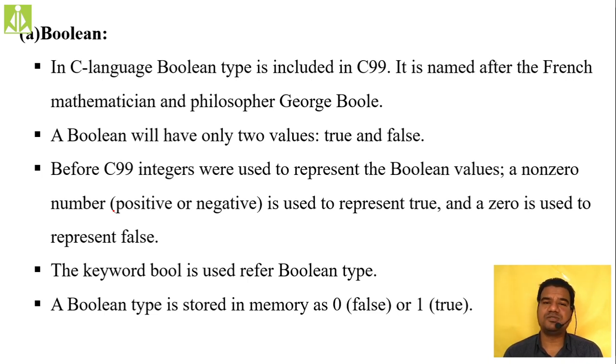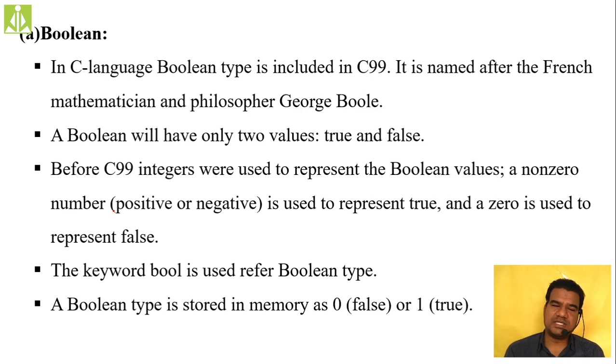It is named after a French mathematician and philosopher, Georges Boole. A Boolean value has only two possible values: either true or false. There is no other possible value that we can store inside a Boolean type of variable.